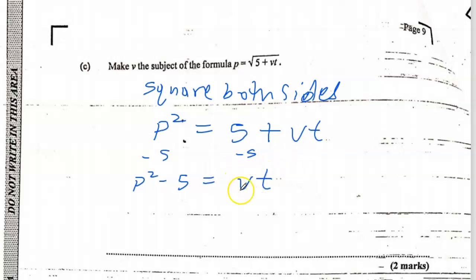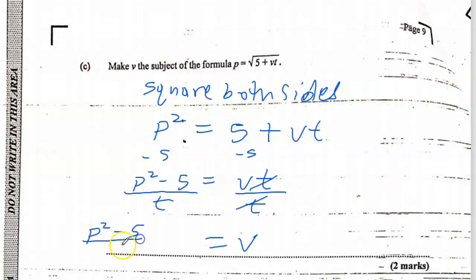And we want to get rid of the t from beside the v, so we divide one side by t and the other side by t. So t into itself is 1, and we're left with just v, and that's p squared minus 5 upon t. So that's our solution: v is equal to p squared minus 5 upon t.